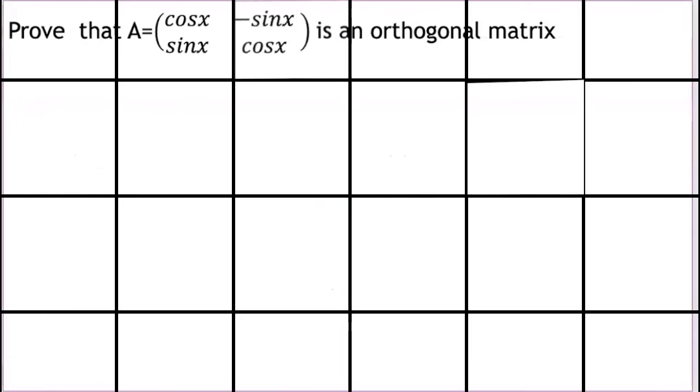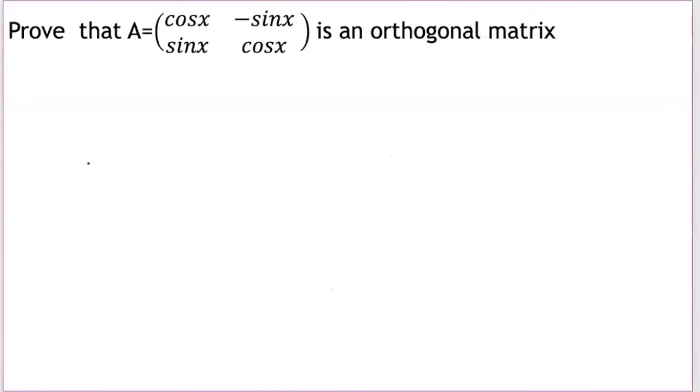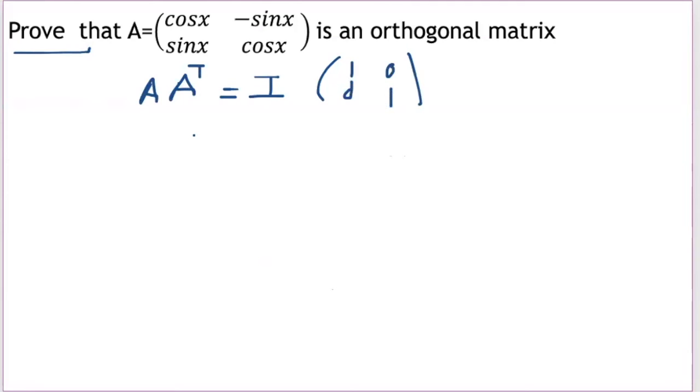Now, I have a small activity here where I need to prove that it is an orthogonal matrix. The property for it is that when I multiply A times A transpose, I should get I, which is the identity. Since this is a 2 by 2 matrix, I am going to get the identity 1, 0, 0, 1. That's what I'll be getting.